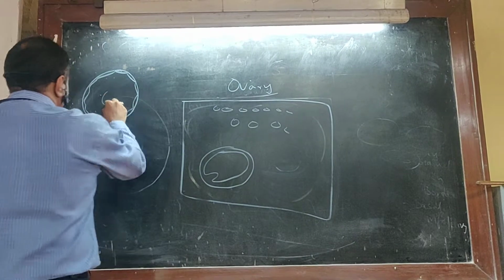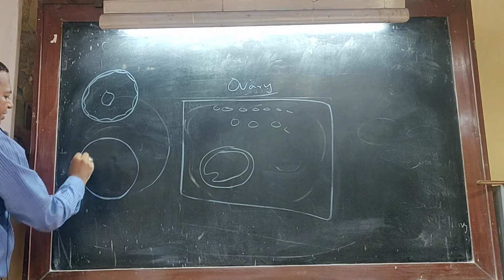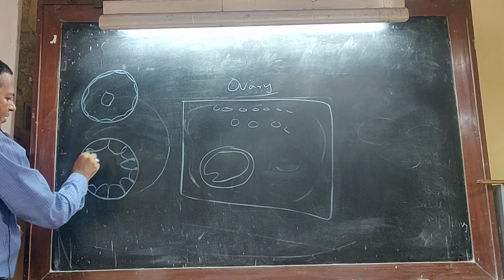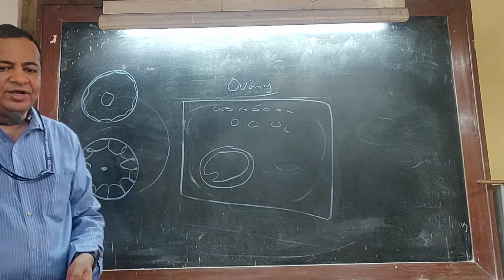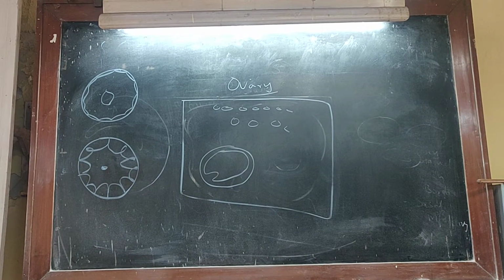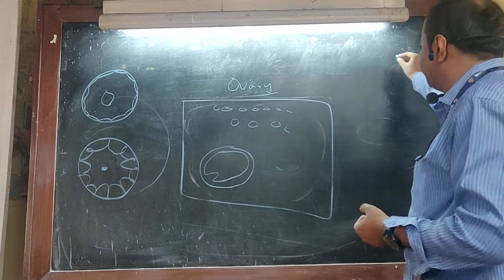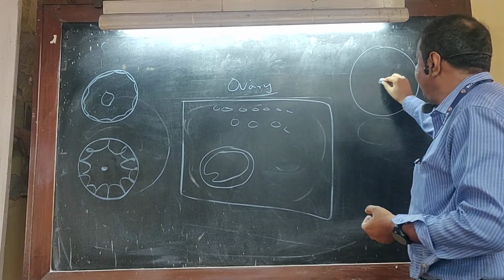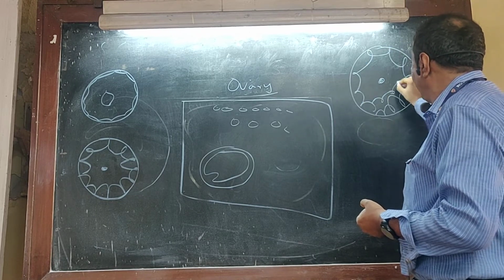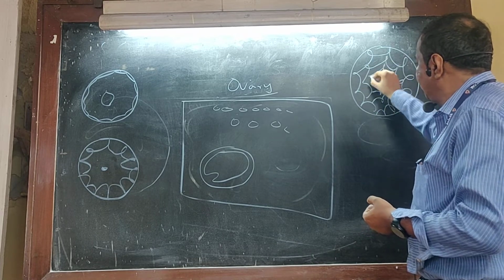Then is the primary follicle. The primary follicle is lined by, I am drawing it a little grossly, but it is lined by the columnar epithelium. So this again is called the primary follicle, which is unilaminar. Then there is the primary follicle which is multilaminar. So in the multilaminar primary follicle, there will be multiple layers of cells.